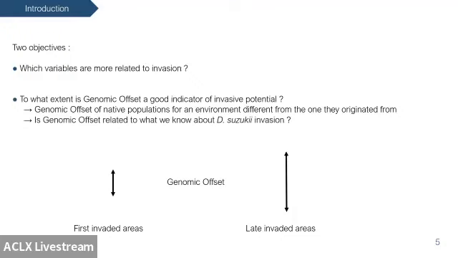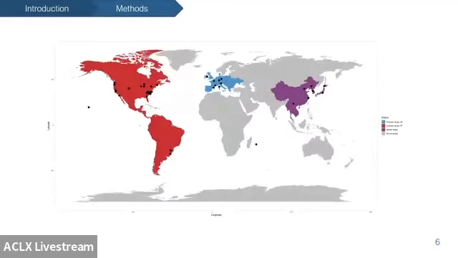But so what do we know about Drosophila suzukii invasion? This species is native to Asia, and we know that it has invaded almost simultaneously and independently the American continent by the west coast and the European continent by the south.